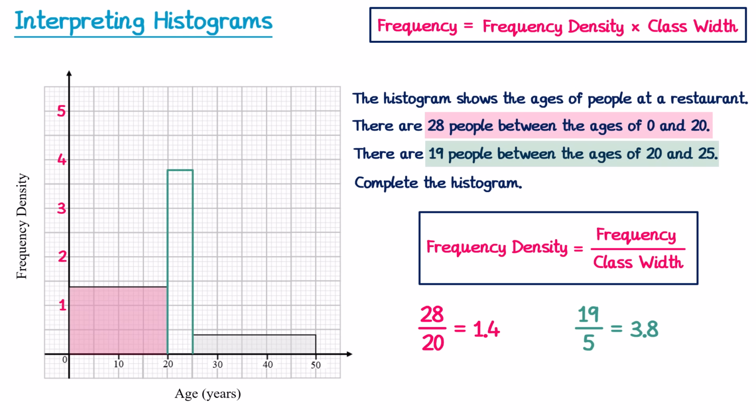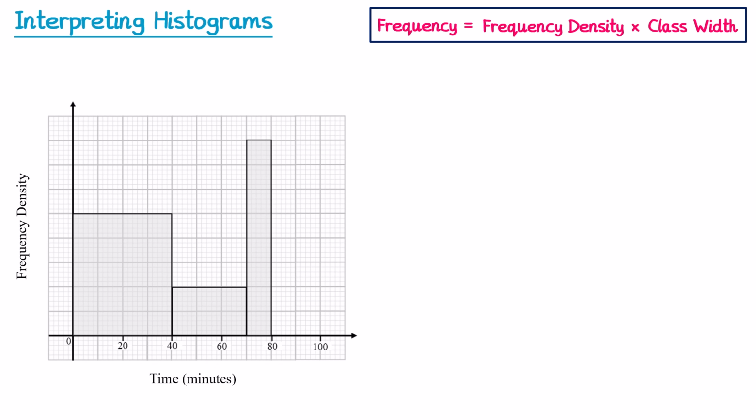histogram complete. Now we're going to look at one final question, which also is incomplete. You can see once again it looks like there's a bar missing from 80 to 100, and the frequency density scale is not there. But sometimes you don't need the frequency density scale at all. Let's have a look at this question.